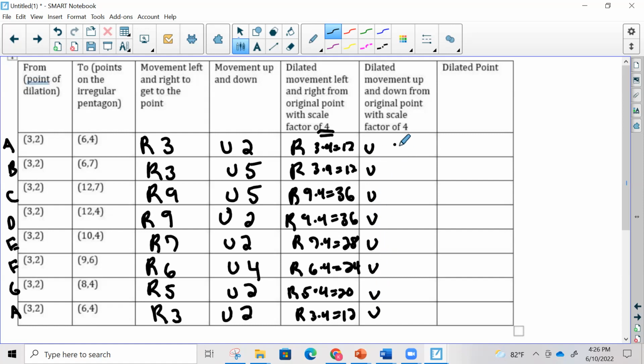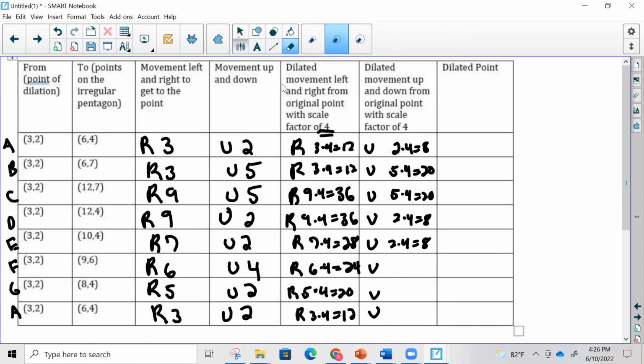So this one I'm going to do 2 times 4, which is 8. 5 times 4, which is 20. Again, 5 times 4, which is 20. 2 times 4, which is 8. 2 times 4, which is 8. 4 times 4, which is 16. 2 times 4 is 8. And 2 times 4 again, which is 8. Okay, so this is how I'm going to move.